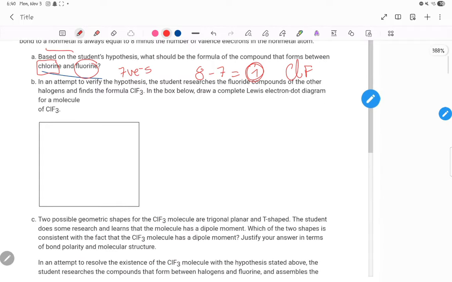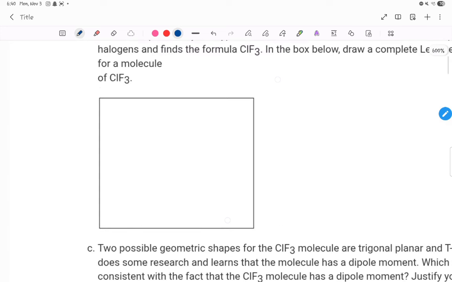Okay? In part B, what does it say? It says, in an attempt to verify the hypothesis, the student researches the fluoride compounds of other halogens and finds the formula ClF3. In the box below, draw a complete Lewis electron dot diagram of ClF3. So let us draw it. We have Cl as the central atom, and we will have F here, F here, F here.